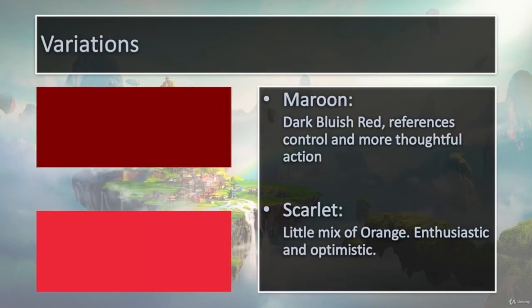Now, the different variations of red. So, starting off, we'll look at maroon. Maroon is a dark bluish red, and it references control and a more thoughtful action. So if you're looking at having a character in your game that is very controlled and very precise in how he wants to dictate his actions, maroon would be a great color for his palette.